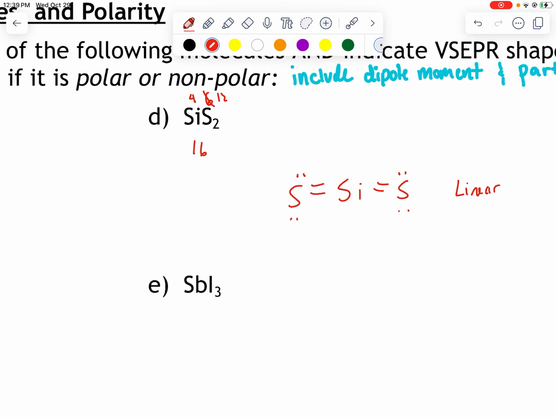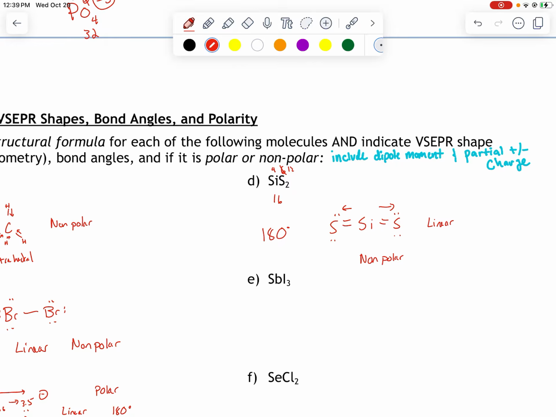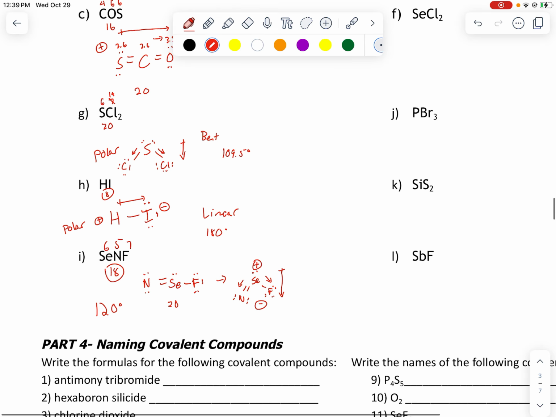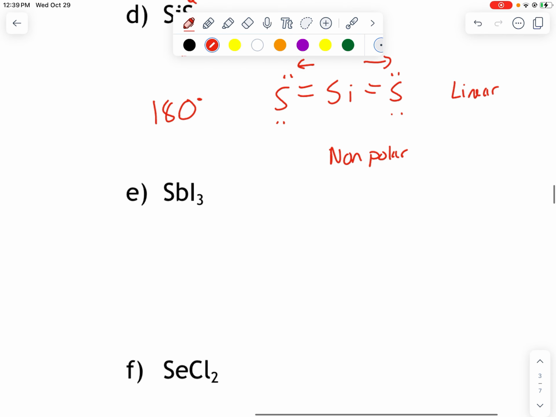Sulfur is more electronegative, so the arrows will point here, but it's going to be non-polar because those arrows cancel out, so there's no net dipole moment. Since it's linear, the bond angle is 180 degrees. And I think that's it. I've done a bad job of assigning polar and non-polar. I'm realizing back here, if it has this dipole moment, that means it's polar. Okay. Glad we cleared that up.